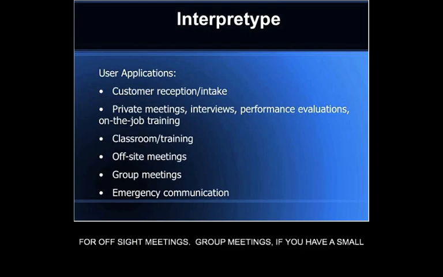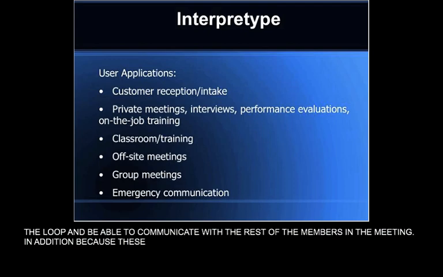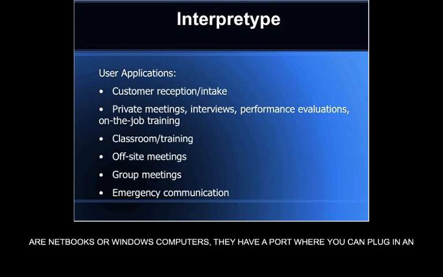Group meetings, if you have a small group, maybe one or two deaf individuals in the group, you can set up Interpretype and they'll be considered in the loop and be able to communicate with the rest of the members of the meeting. And in addition, because these are netbooks or they're Windows computers, they have a port where you could plug in an LCD projector and put the whole conversation or the video interpreter up on a large screen so the rest of the class can see it. So it doesn't have to be just the person looking at that screen.